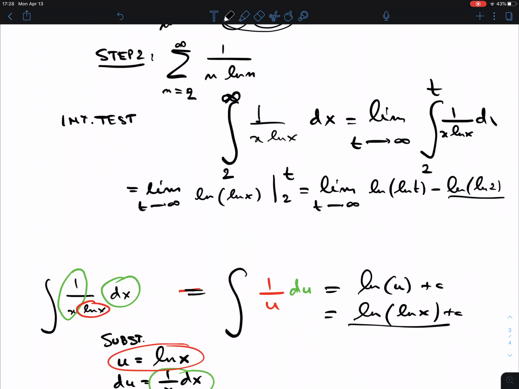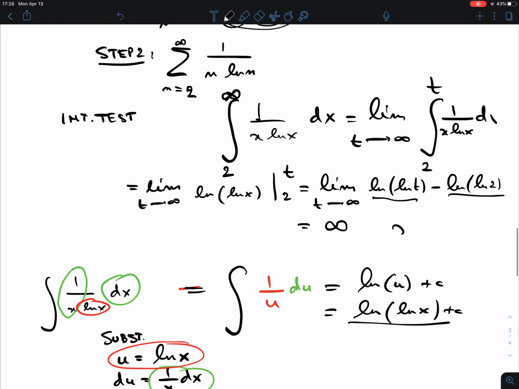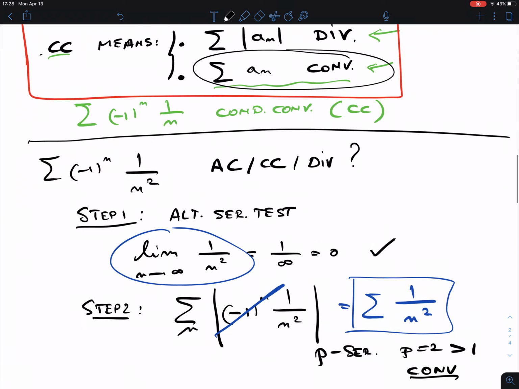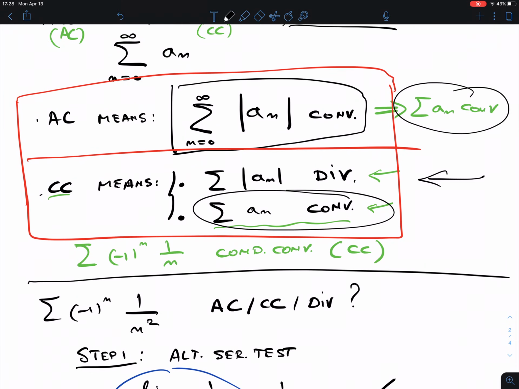But what about ln of t? It's not so hard this time. If I plug in infinity, I get infinity. The log of infinity is still infinity, and so the whole thing is infinite. What does that mean? Well, that means divergent. That's exactly how these integral tests work. If your integral would have been convergent, then your series would have been convergent, but the other way around, it's divergent. So what's the final conclusion here? If I look at the original series with the signs, it is convergent, but without the signs, it is divergent. So you see, we're in the case of the second one.